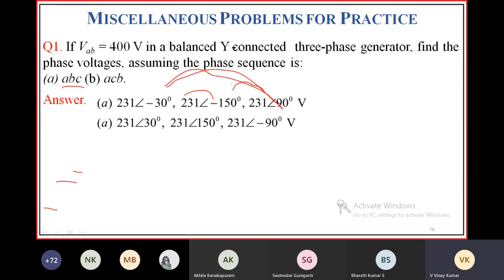All line voltages are equal in magnitude but displaced by an angle of 120 degrees from each other. So if it is minus 30, add minus 120 to this, then you get minus 150. Otherwise, add plus 120 to this, then you get 231 at an angle 90 degrees. You find this by taking the ACB phase sequence.